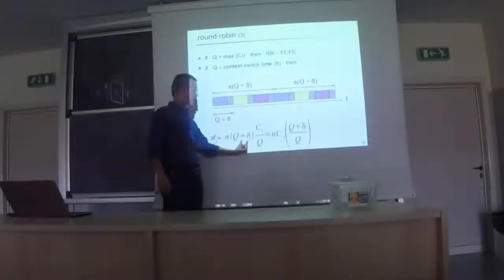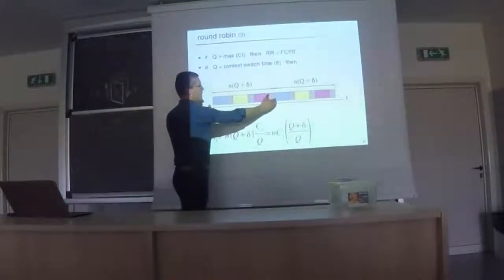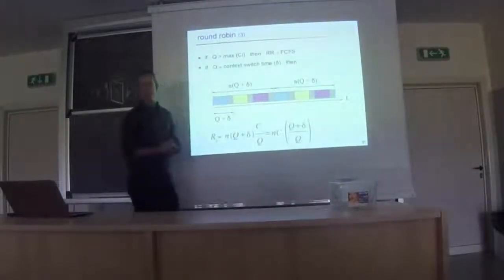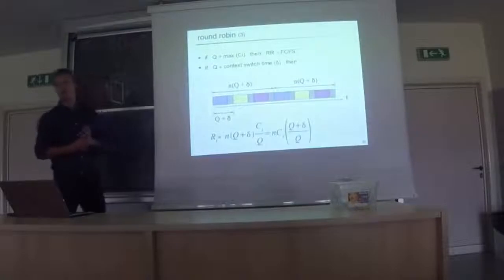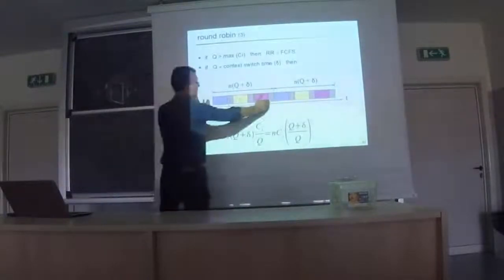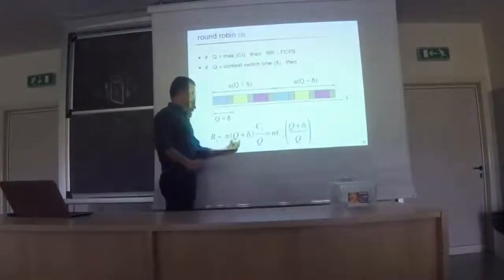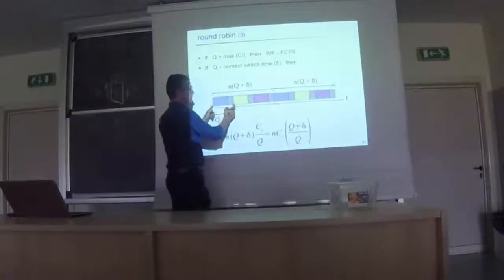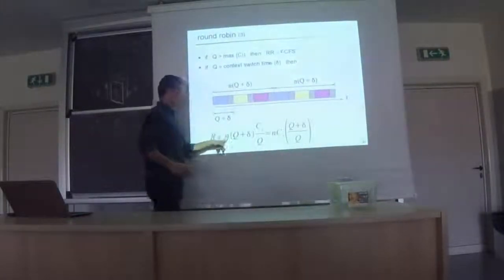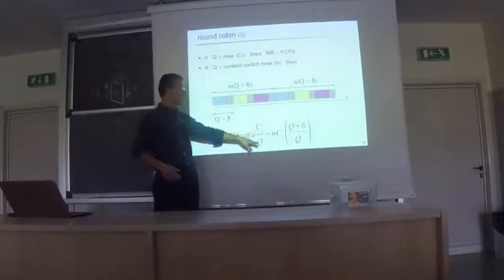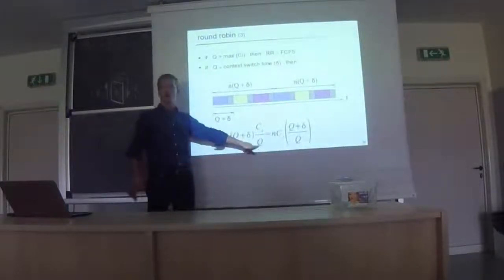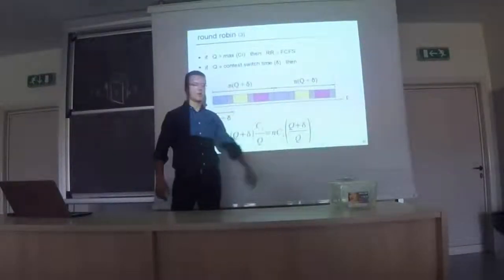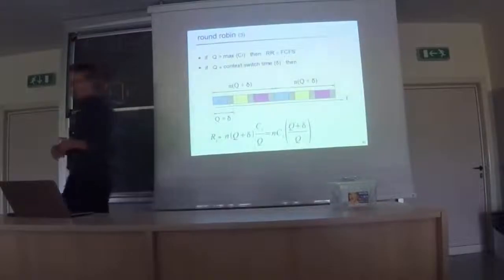Adding a delta on the length of the hyper time slot, the bigger time slot. So it's n times q plus delta, n times. How many times? Again, as before, Ci over Qi. This is the final formula. This was the last thing we saw last time.